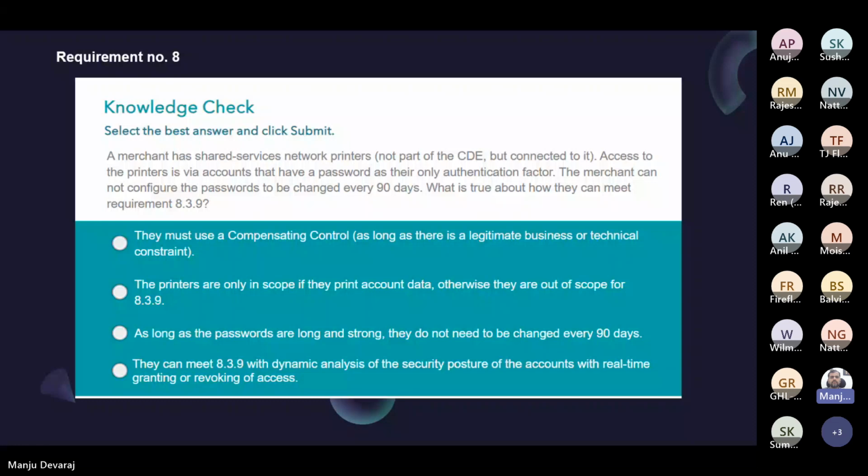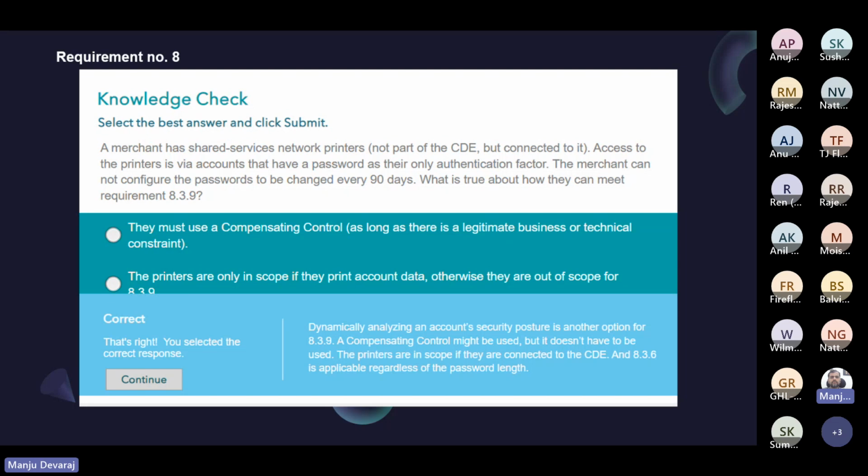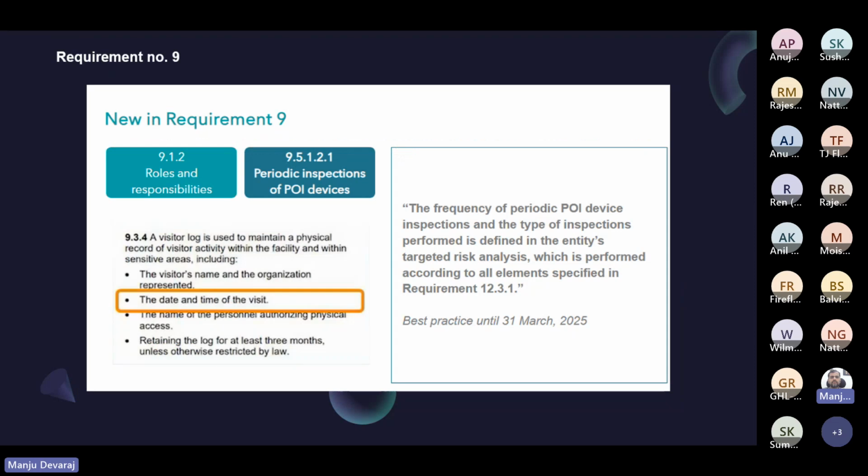Merchant has shared services, network printers, with access to the printer via accounts that have a password as their only authentication. Merchant cannot configure passwords to be changed every 90 days. What is that about? They can meet 8.3.9 with dynamic analysis of the security posture of the accounts, with real-time granting and revoking. Revoking means there are no more continuously active accounts; we just activate and deactivate. That's a solution. A compensating control might be used. Yes, it goes under a CCW, because the legacy system should go through a CCW.